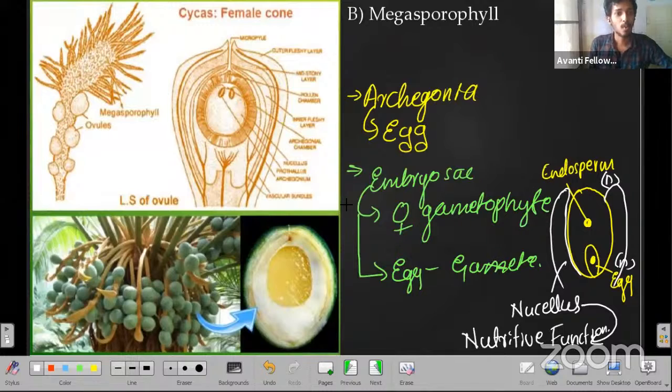What are those ovules? Ovules means this only. Sporangia, megasporangia. We discussed this in the last slide only. So remember.